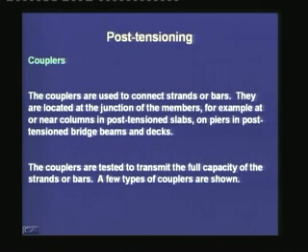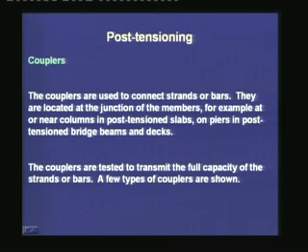Another device that we may need in the post tensioning operation are the couplers. The couplers are used to connect strands or bars. They are located at the junction of the members. Usually we avoid couplers within the member itself, but when the post-tensioning operation is done for a continuous system, like in a continuous beam or in a slab, at that time the couplers are located at the junction of the members. Usually for slabs they are located near the columns, or they are located in the piers for post-tension bridge beams.